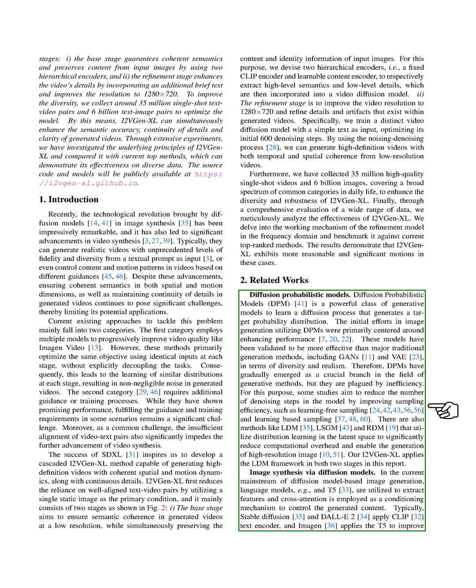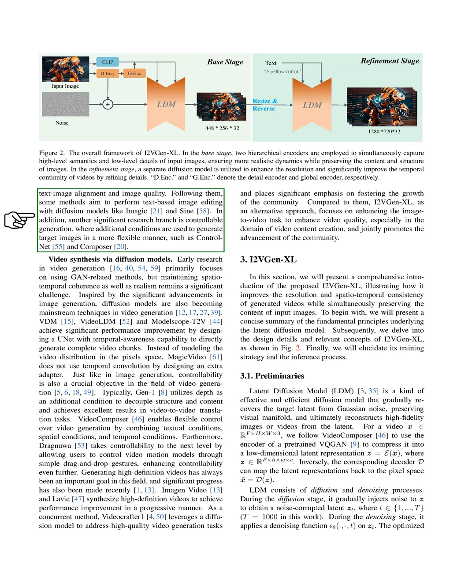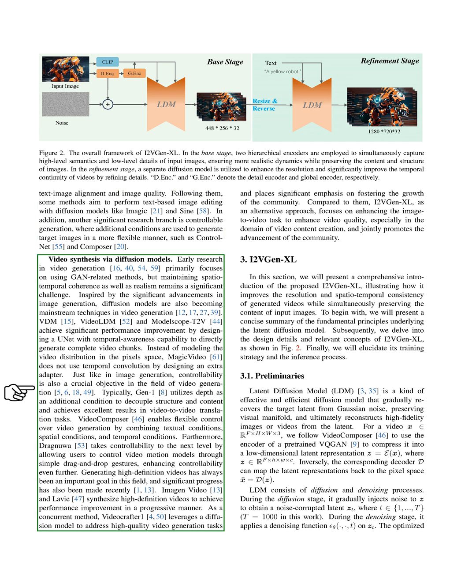In the current mainstream of diffusion model-based image generation, language models are used to extract features and cross-attention is employed as a conditioning mechanism to control the generated content. Some methods aim to perform text-based image editing with diffusion models. In addition, another significant research branch is controllable generation, where additional conditions are used to generate target images in a more flexible manner. Early research in video generation primarily focused on using GAN-related methods, but maintaining spatio-temporal coherence as well as realism remains a significant challenge.